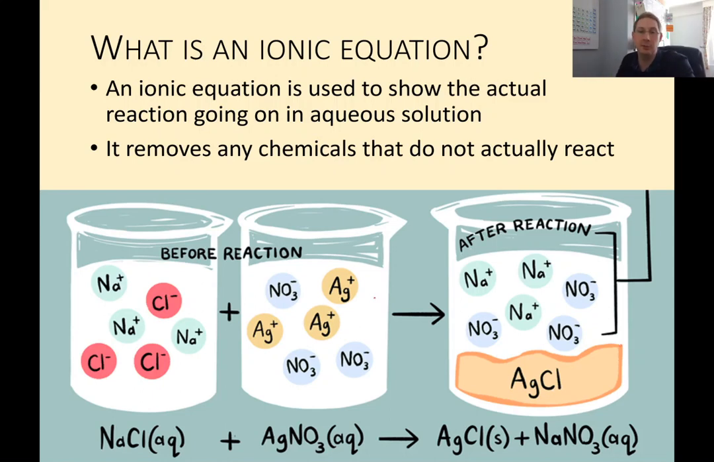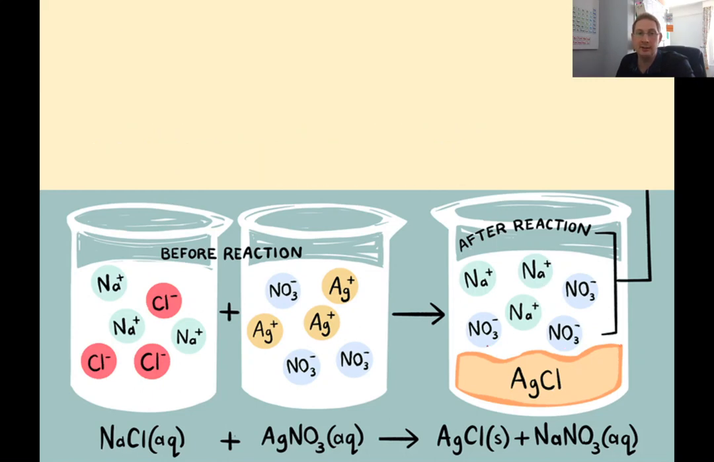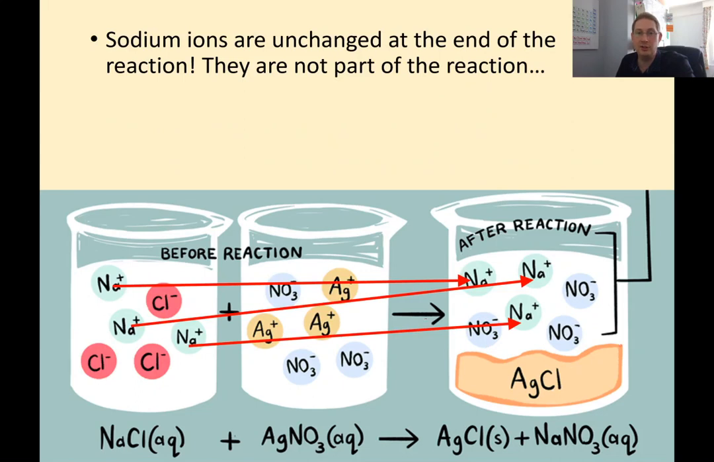So here's an example from GCSE. You take sodium chloride and you react it with silver nitrate solution, and you see what you get at the end. And you get a precipitate of silver chloride, and the sodium and the nitrate ions are left in solution. Well, we can see that the sodium ions are unchanged at the end of the reaction. They don't do anything.